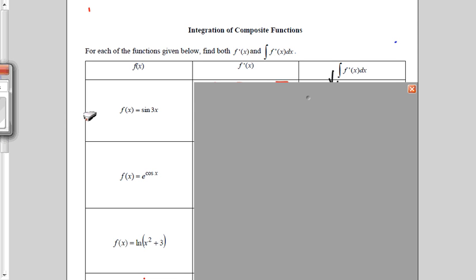Okay, so the main idea with these problems is if I start with a function and then take the derivative, we know how to do that. We're really good at that. And now if I go back and take the integral, I should be going back to my original function. Obviously, this is an indefinite integral, so I'd have to add a constant. But in theory, that's what we're doing here.